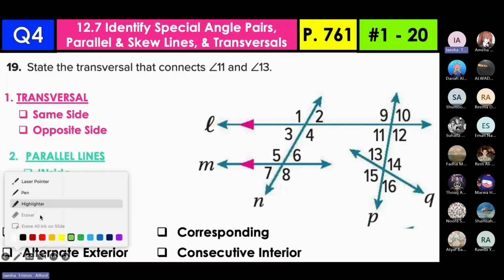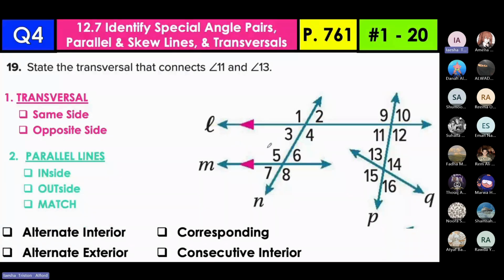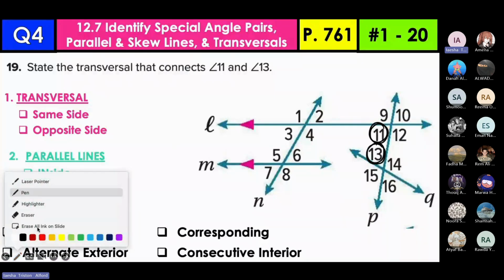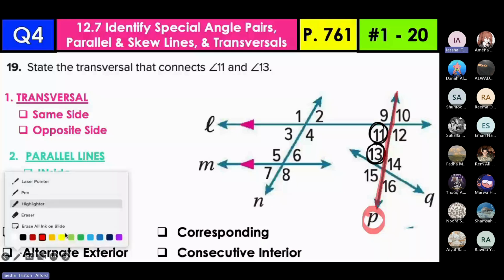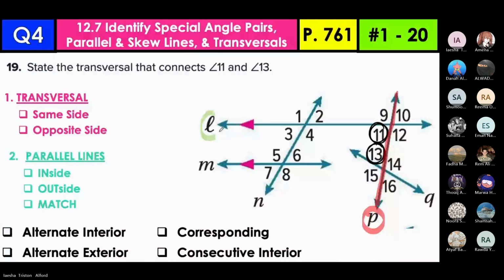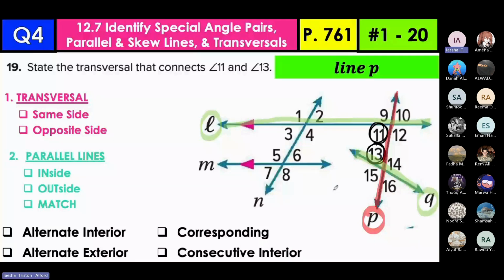Number 19, we have 11 and 13. It says, what is the transversal? So what is the one touching both? It's going to be line P. So line P is touching both. Your parallel is going to be line N, and your other parallel would be line Q.